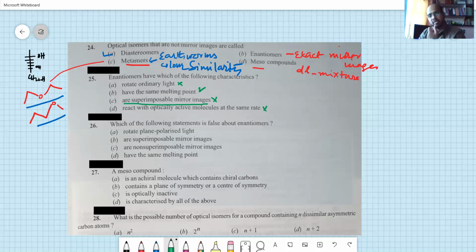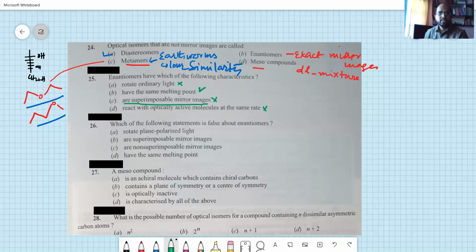That type is also there. There are mirror images which are superimposable. There are mirror images which are not superimposable. So enantiomers are non-superimposable mirror images. Then our answer is right. We have the same melting point, B. I think there are mirror images, not superimposable. Right? Okay. Now the same melting point, right? Now the next question is, which of the following statements is false about enantiomers?